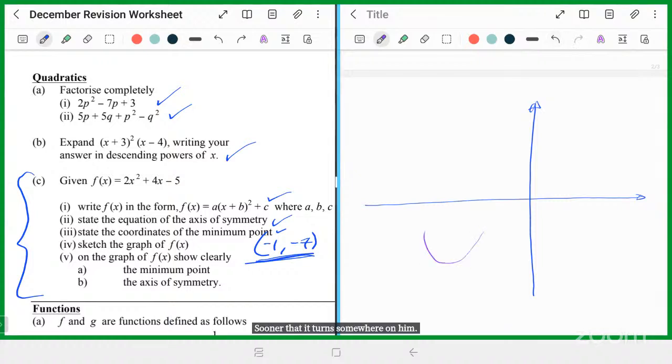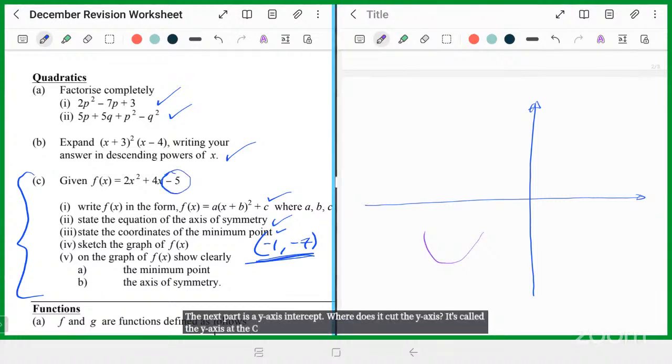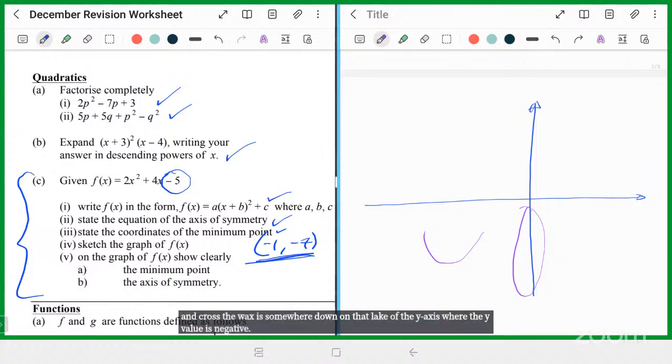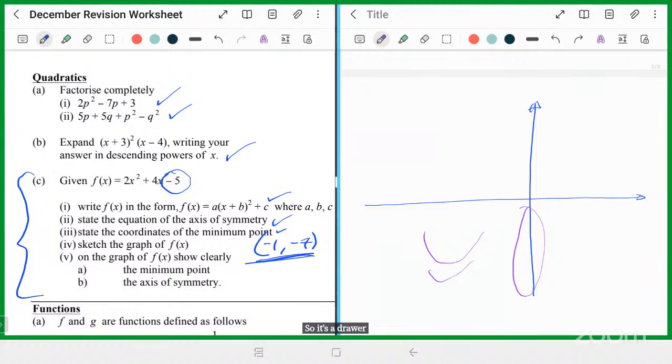The next part is the y-axis intercept. Where does it cut the y-axis? It cuts the y-axis at the c value of -5. -5 is somewhere on this part of the y-axis. So it must turn in this quadrant and cross the y-axis somewhere down on that leg of the y-axis where the y value is negative. So you need to draw a smile that turns down here and crosses somewhere down here. Let's try it again. That is it. So it turns down here and crosses down here.